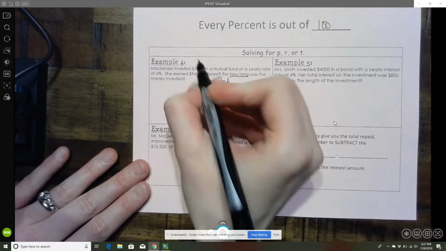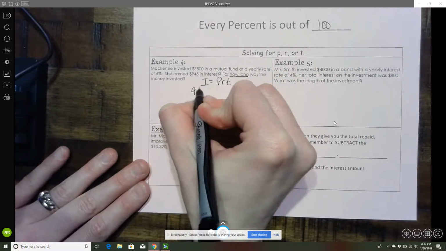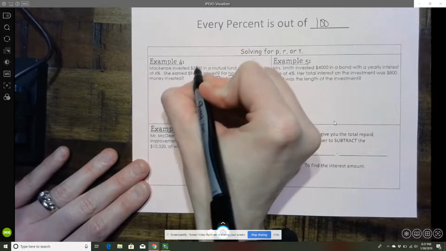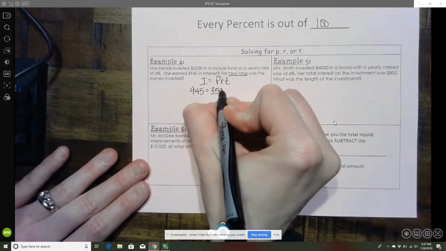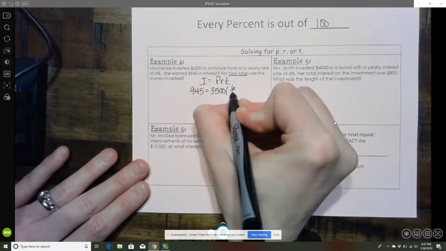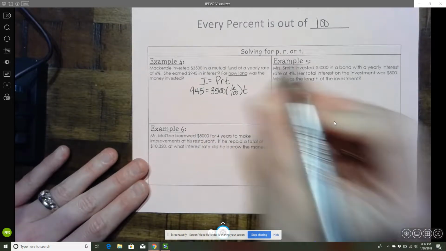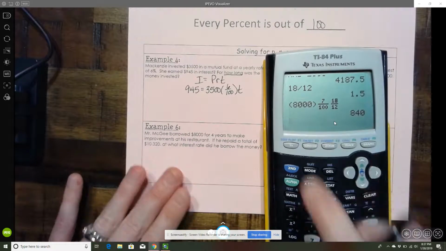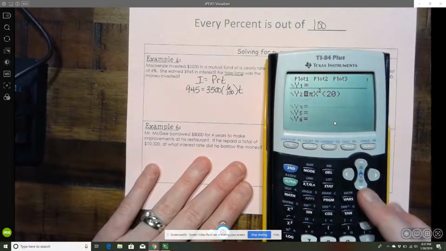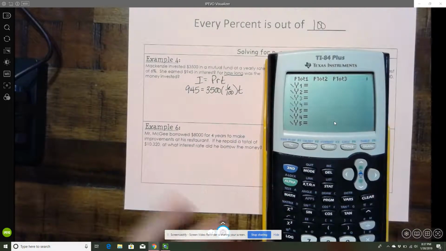So the I is the interest earned. So that's $945. The principal is what she starts with. And the rate is the percentage. And I'm solving for T. So here we're going to go to Y equals. And this is how we're going to solve this equation.